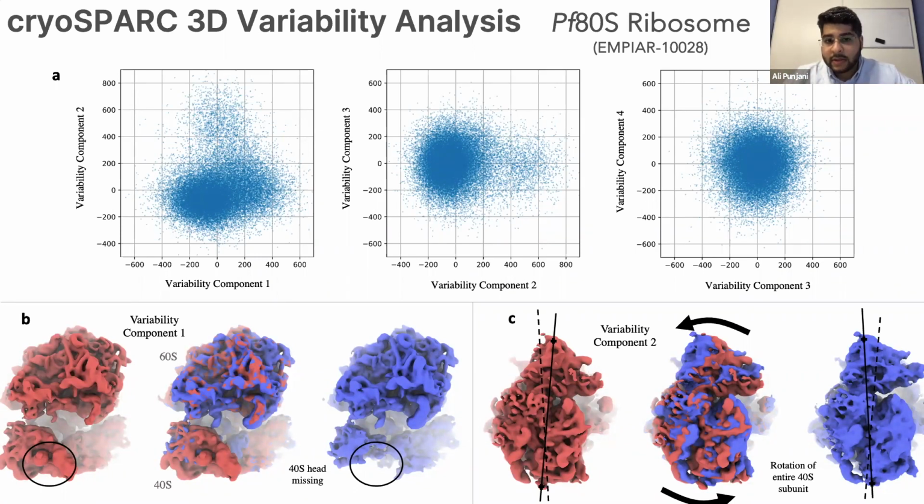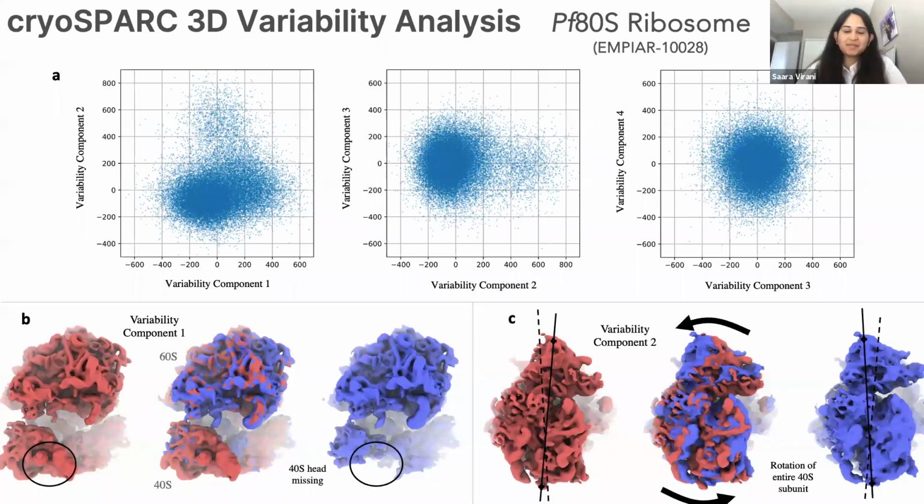And so the size of the molecule helps a lot. A larger molecule will have more contrast, and the thinness of the ice also matters. But other than that, the size of the data set will be less relevant for how many different components you can see, at least in our experience so far.